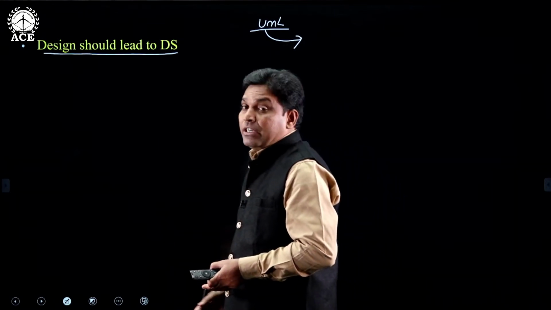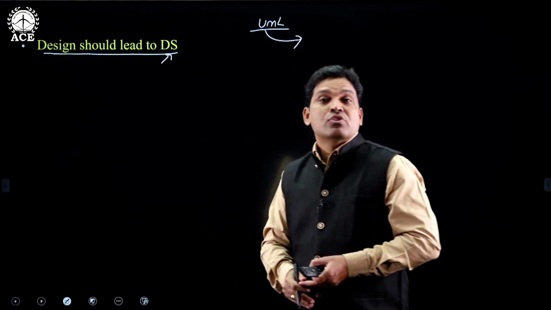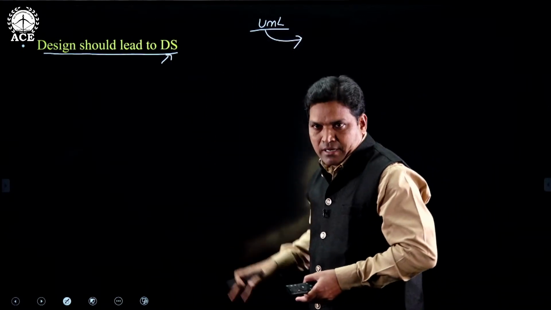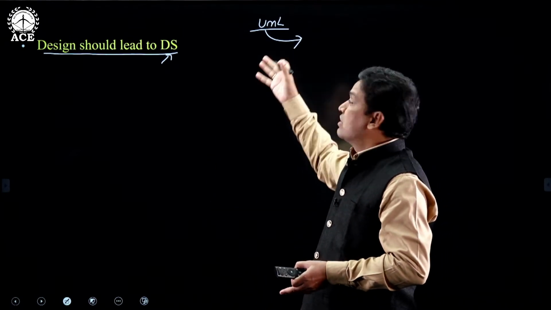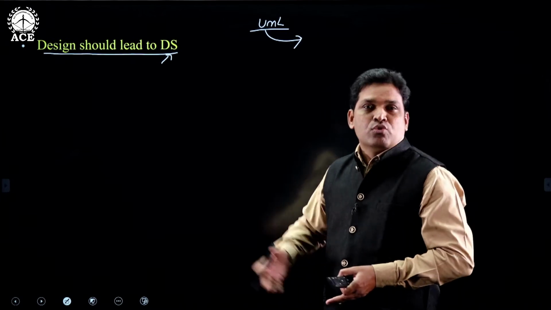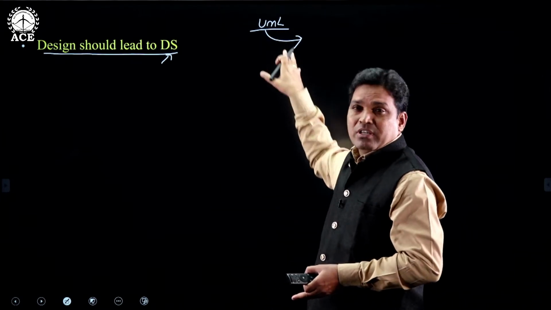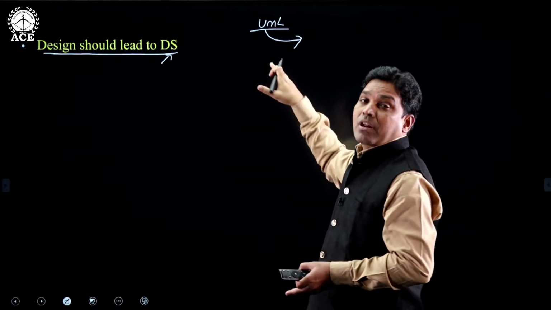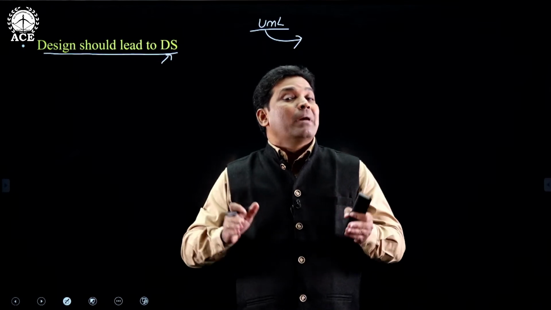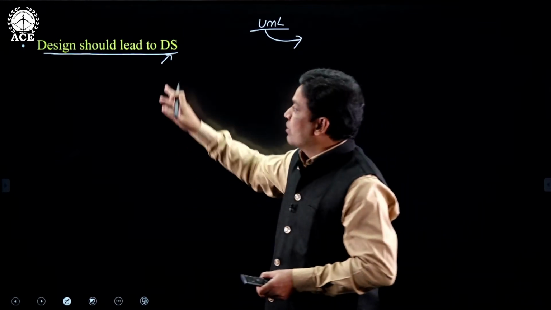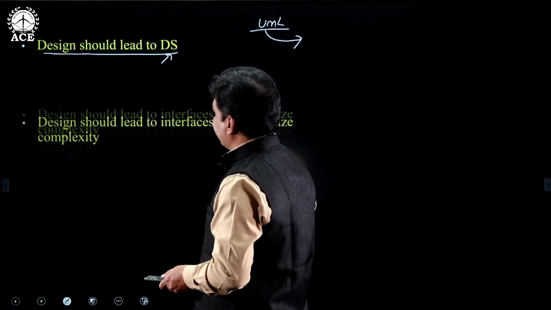So design should lead to data structure, that is, the classes which were designed by using UML. The entire software system is supposed to be designed in the form of UML diagrams. One of the diagrams is the class diagram, showing the classes for that particular software application. Those class diagrams are supposed to be implementable by the programmers. That is how design should lead to data structures.